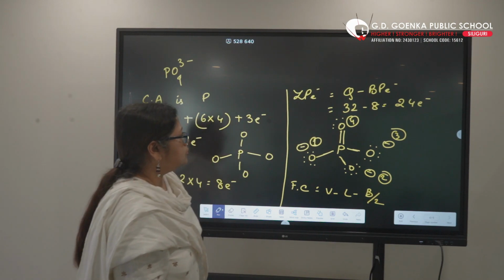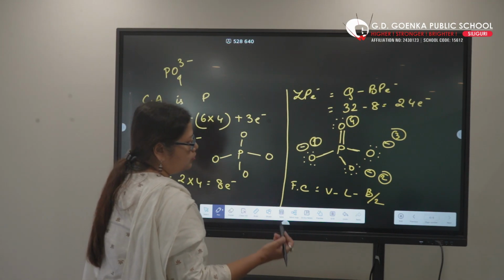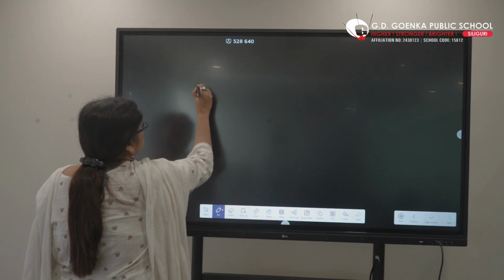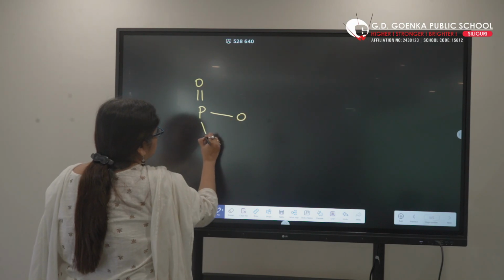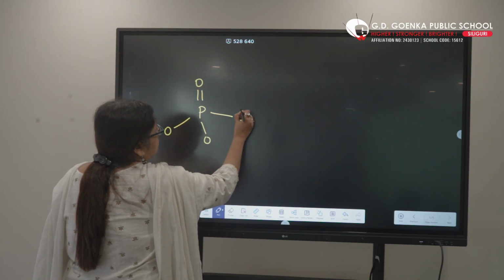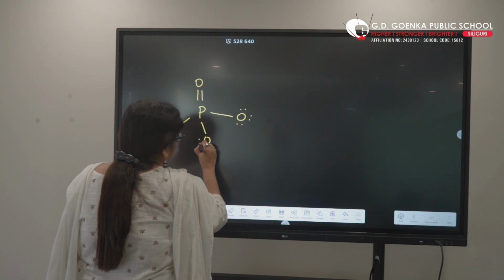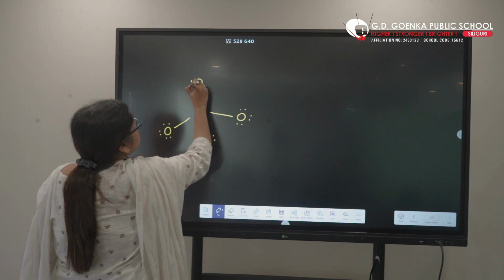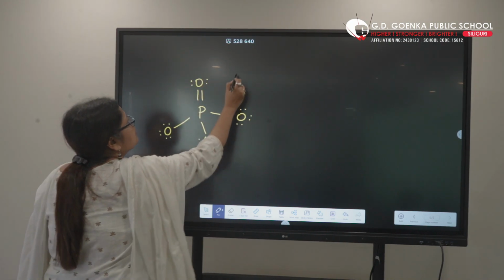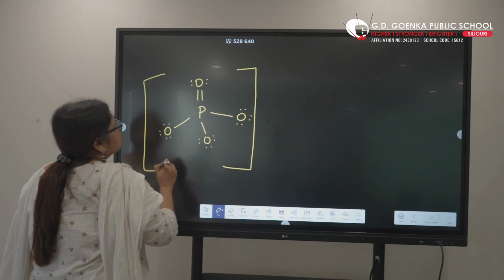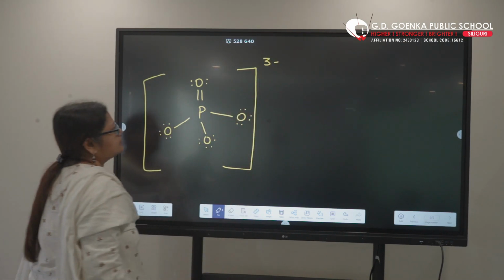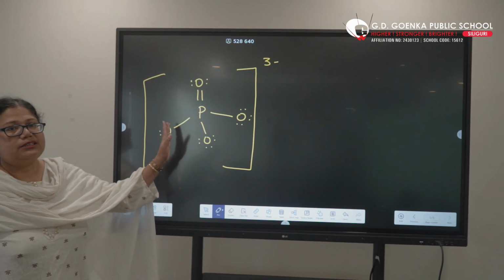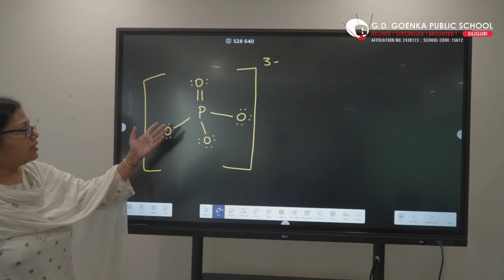So this is the Lewis dot structure of the phosphate ion. You can draw the structure again neatly. See, we'll take phosphorus, okay, 3 minus. Now each of the corner atoms, each of the oxygen terminal atoms, has satisfied its octet.